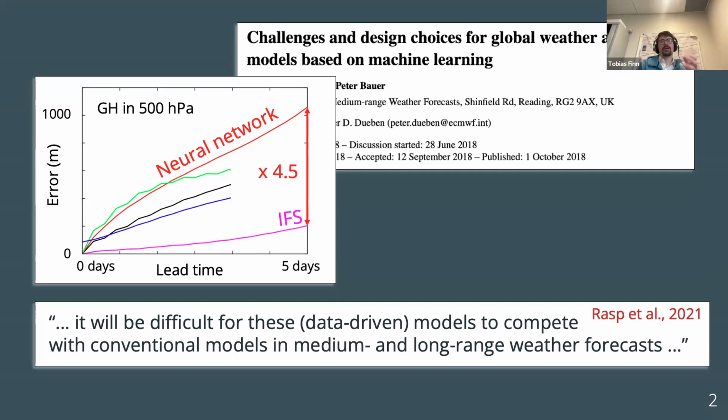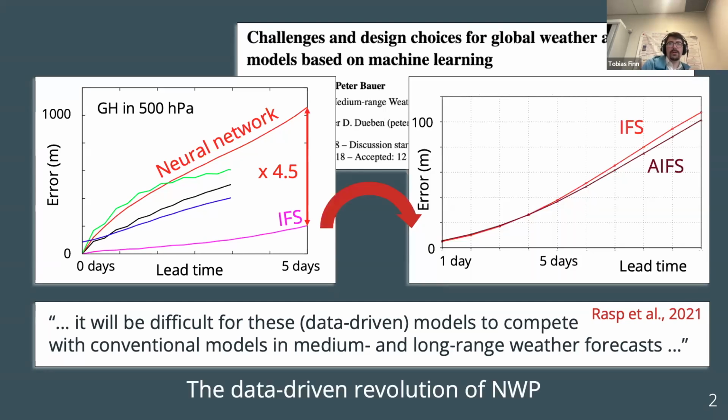Even in 2021, Stephan Rasp et al. concluded in a paper where they used neural networks for numerical weather prediction that it will be difficult for these models to compete with conventional physically driven weather forecasting. However, nowadays we have neural network models, for example the AIFS from the European Weather Forecasting Center, which actually outperforms geophysical models. The AIFS outperforms the IFS, the geophysical model from the European Center. And this is what many call the data-driven revolution of numerical weather prediction.